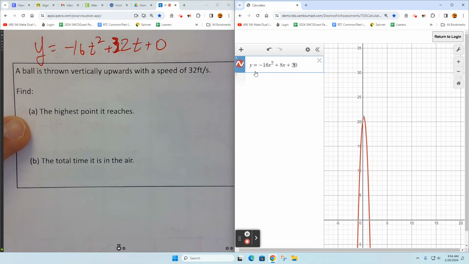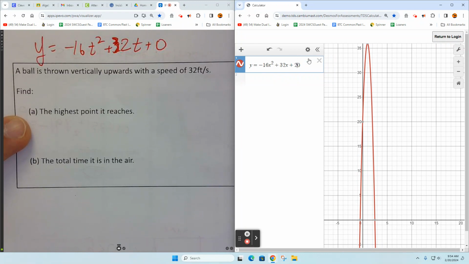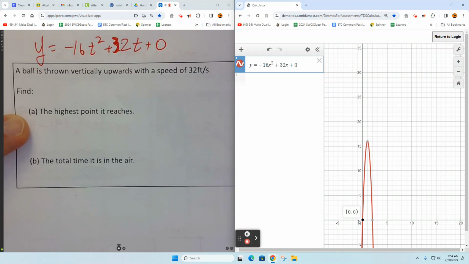So negative 16, it's kind of nice that these are always just switching these numbers around. Okay, so find the highest point. We have 3 points here. What does 0, 0 mean? That's where it starts. He hasn't thrown it yet, right? And then it gets up to there and then it comes back down there.